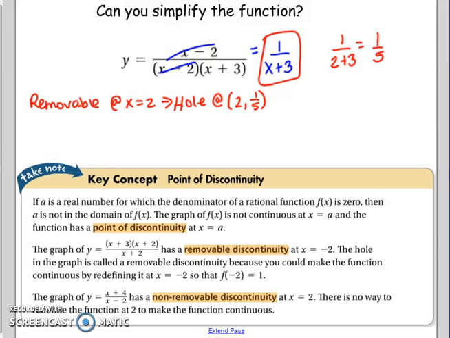So I have non-removable, where I didn't remove it. So it's non-removable at x equals -3. And that's represented on the graph as a vertical asymptote at x equals -3. Okay, so two types of discontinuity, removable and non-removable. Okay, removable is a hole, non-removable is a vertical asymptote.